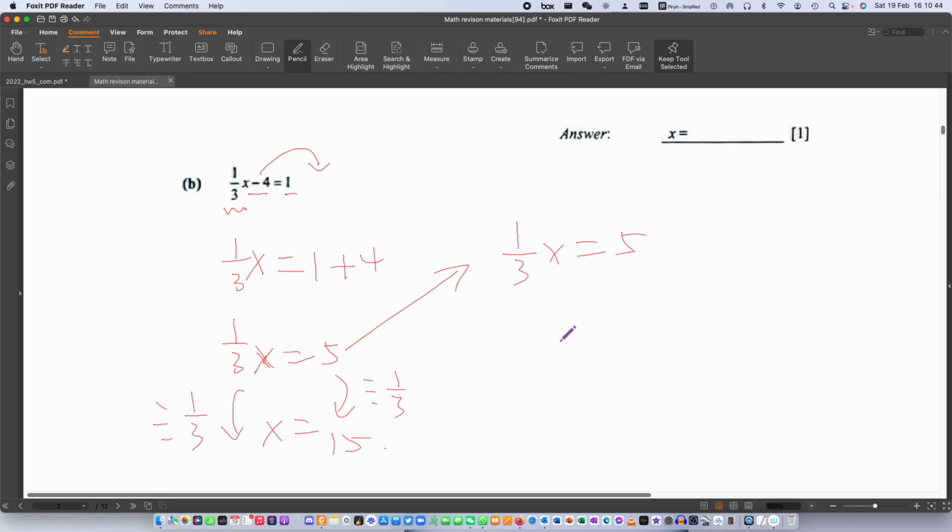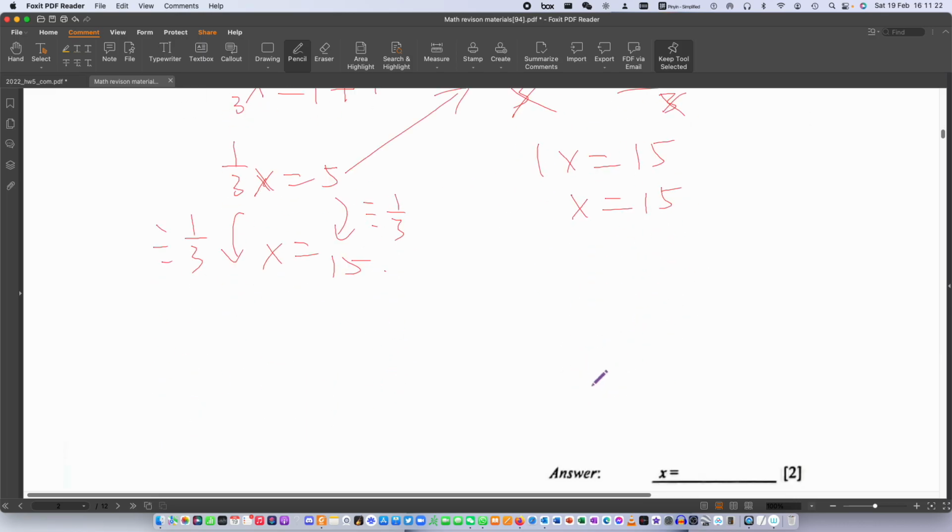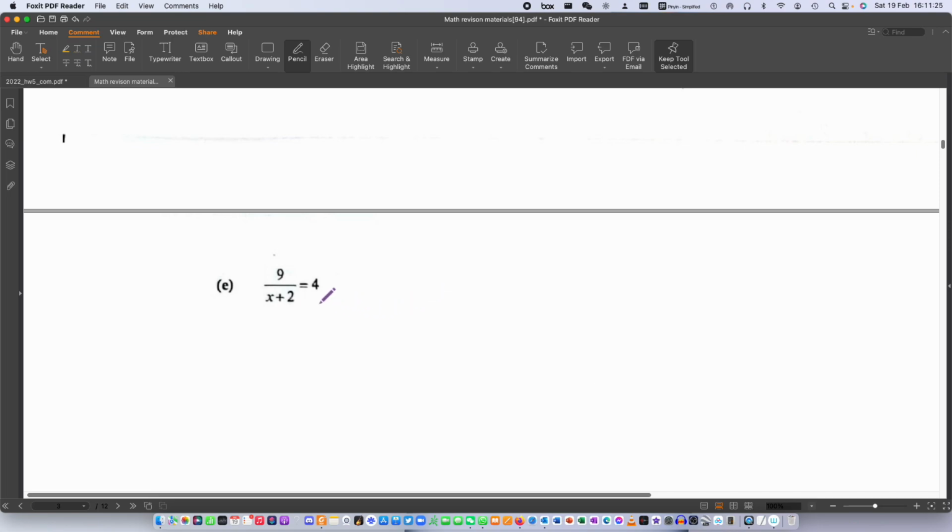The other way to do this question is to change it to the same denominator, so that you can delete the denominator. So when you delete the denominator, what do you get? 1x is equal to 15, so x is equal to 15. So for this, I will leave it to you.